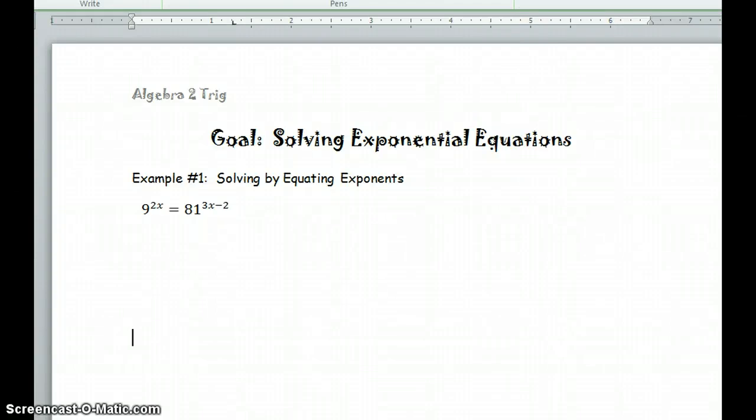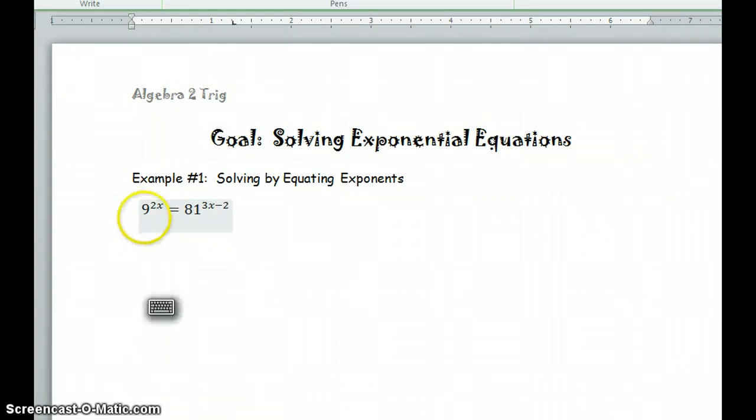All right, today's goal is solving exponential equations. Example number 1, solving by equating exponents. So here we have a base raised to an exponent and another base raised to an exponential expression. The goal here is to get the 9 to match this 81, or the 81 to match the 9. And then if the bases match, of course, it means the exponents have to also match.